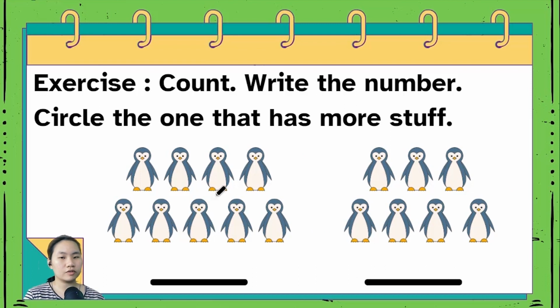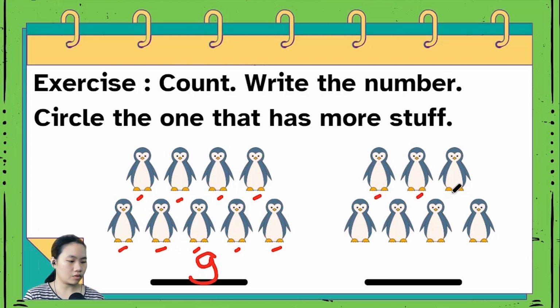Once again, feel free to take a quick pause and solve this for yourself. I hope that you're finished. I hope that you pause because I'm going to show you the answer. 1, 2, 3, 4, 5, 6, 7, 8, 9. We have 9 penguins over here. To the side, 1, 2, 3, 4, 5, 6, 7. We have 7 penguins. Which side has more penguins? It is the side with 9 penguins.